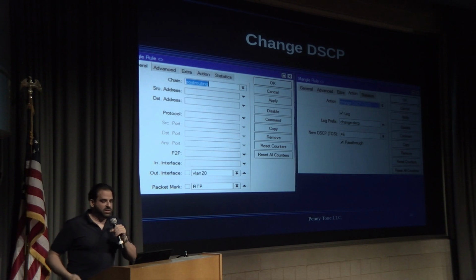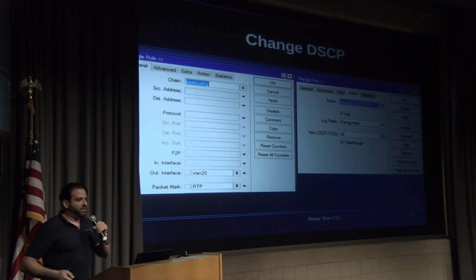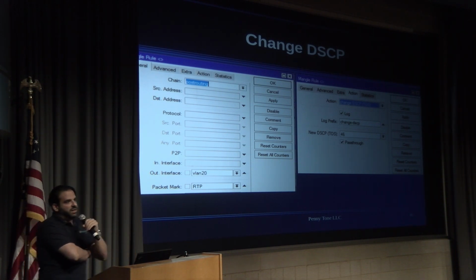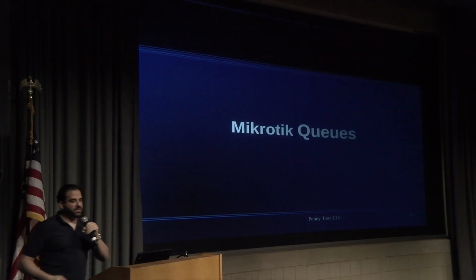And if you go over to the Action tab, you'll see that we're going to change the DSCP value. We're going to change it to 46, which is the highest level for DSCP, otherwise known as EF, for expedited forwarding. And this kind of forwarding, this kind of priority is the best for applications that require low jitter, low delay, and low packet loss. So that's how we change DSCP.